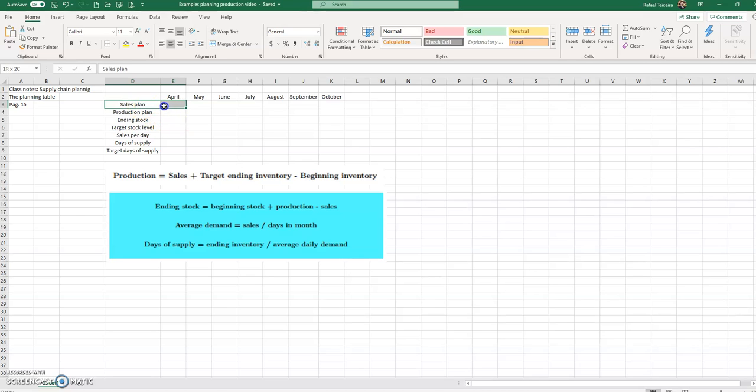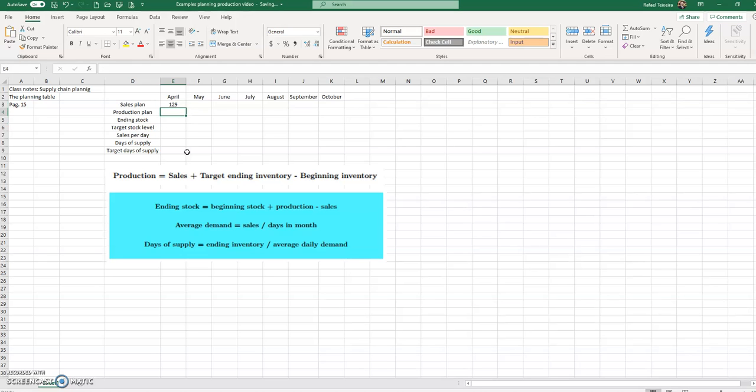The first information we have to enter is how much we are planning to sell. This can come from the demand forecasting. So let's say we're forecasting to sell 129 units. Then we need to know how much we have to produce, how much our ending inventory, or ending stock, will be, and so on.